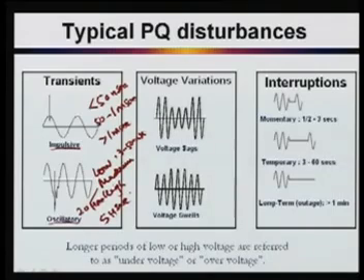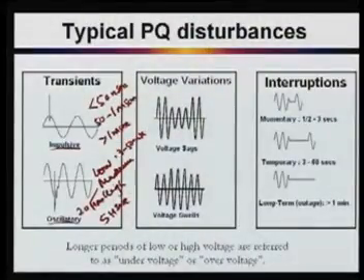So here the transients can be categorized into different categories. As I said, they may be impulsive or oscillatory. The impulsive can be categorized into three: nanosecond impulsive, microsecond impulsive, and millisecond impulsive. Similarly, the oscillatory transient can be of three types: low frequency oscillatory transient, medium frequency, and high frequency oscillatory transient.